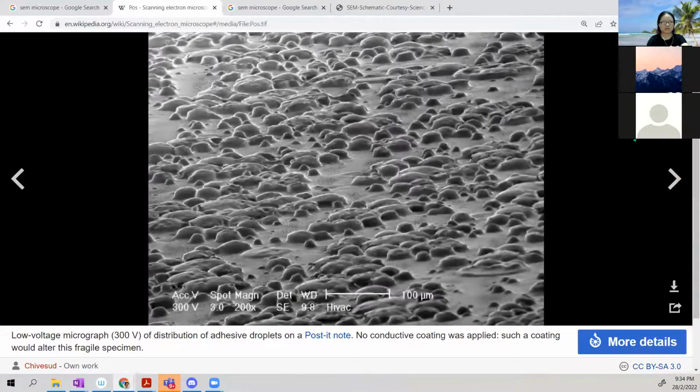So this is an example of the sticky residue on a post-it note.